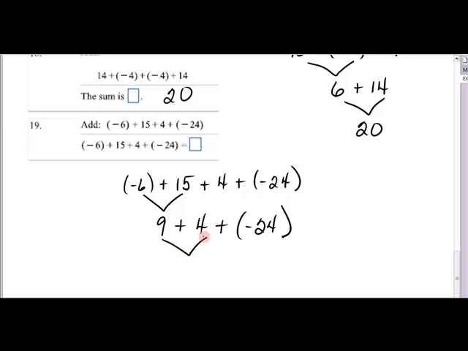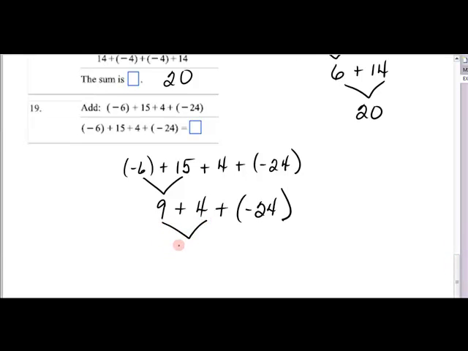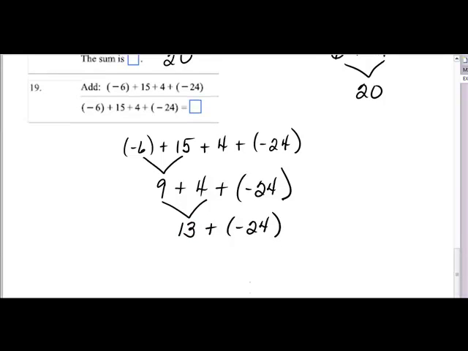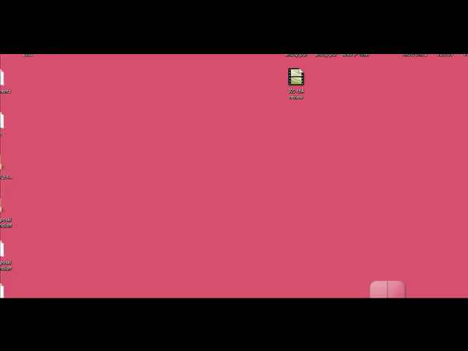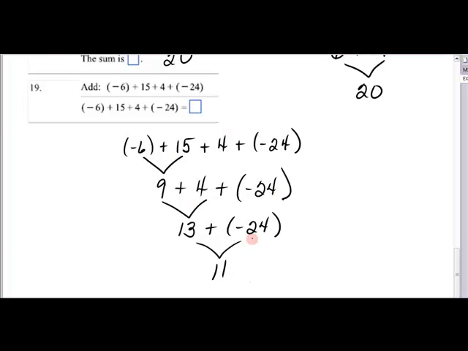All right, moving on. 9 plus 4, well, that's just going to give me 13 plus -24. Last one. Okay, one positive, one negative, different directions, going to subtract. 13 from 24 would give me 11. The larger of the two numbers in absolute value is the negative number, so it gets to decide the sign.